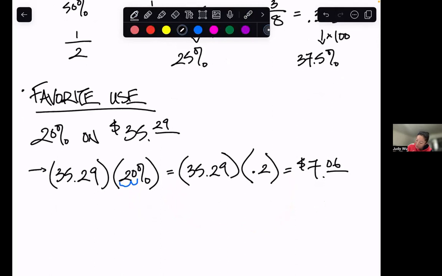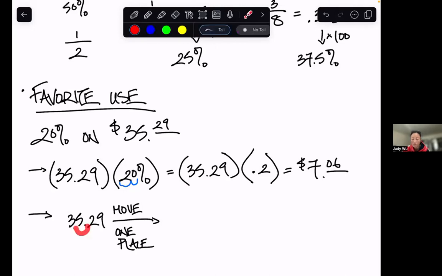But if I, for some reason, left my phone at home and I wasn't using Apple Pay, I had to pay with cash or maybe an actual credit card, and I wanted to figure out how much tip, here's what I would do. I would actually take the bill, 35.29. I actually don't need these parentheses. And I would move the decimal 1 place to the left.